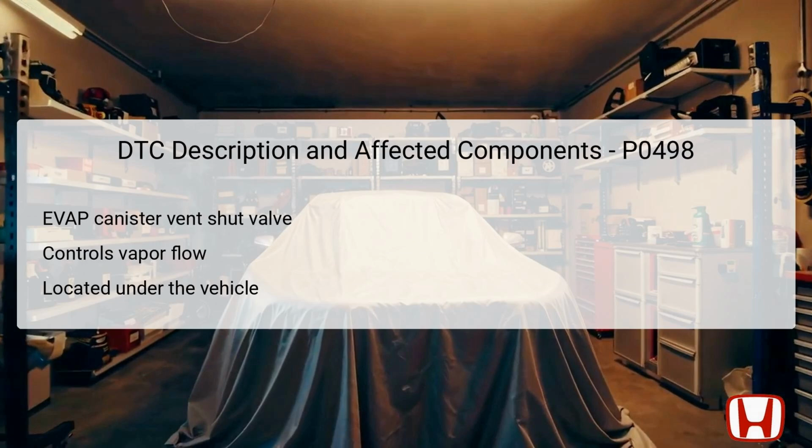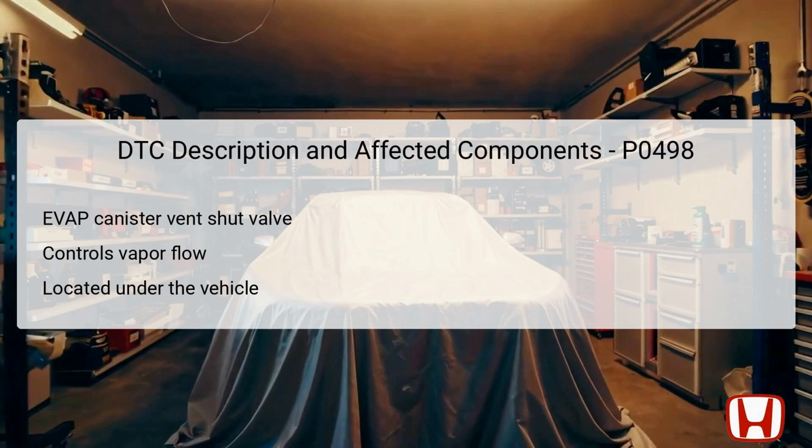The Evaporative Emission Control System, EVAP, is designed to prevent the release of fuel vapors into the atmosphere, and one of the key components in this system is the EVAP canister vent shut valve. This valve serves the critical function of sealing the EVAP system during specific engine conditions to ensure that fuel vapors are collected rather than released. The valve is typically found under the vehicle, near the fuel tank, making it essential for maintaining the vehicle's emissions control.